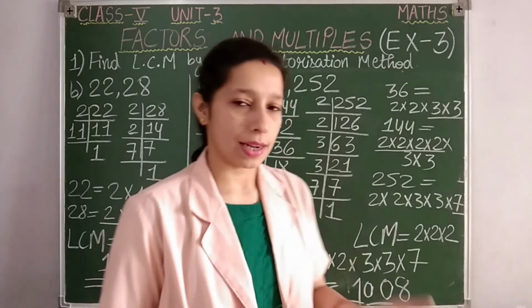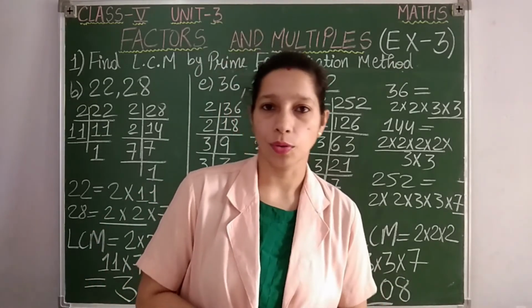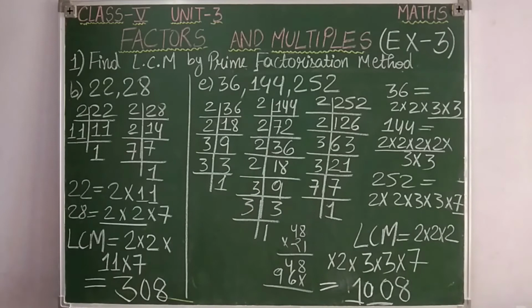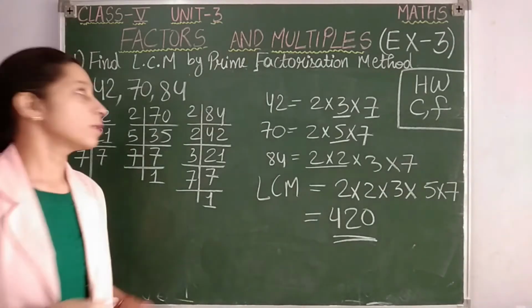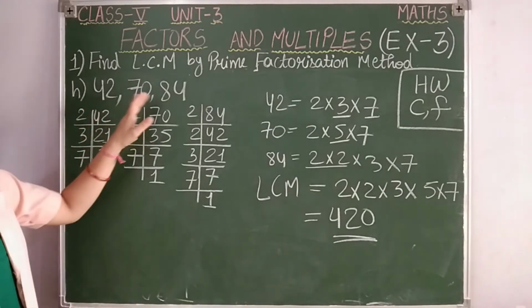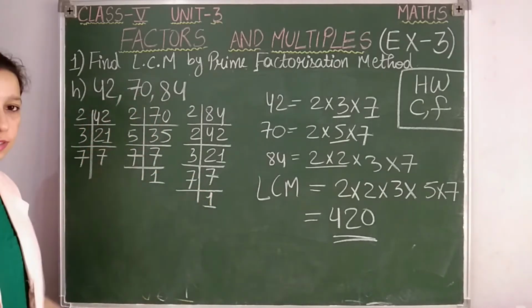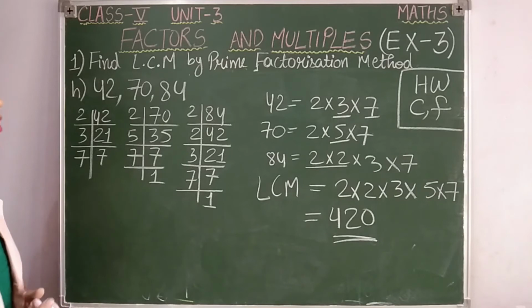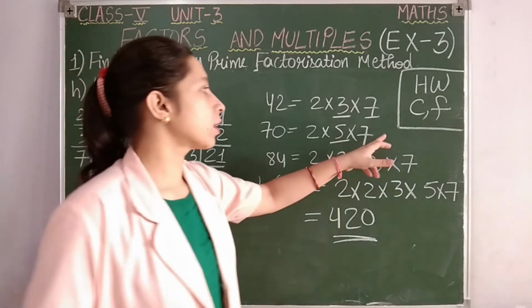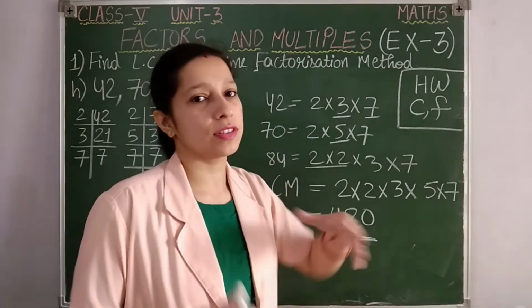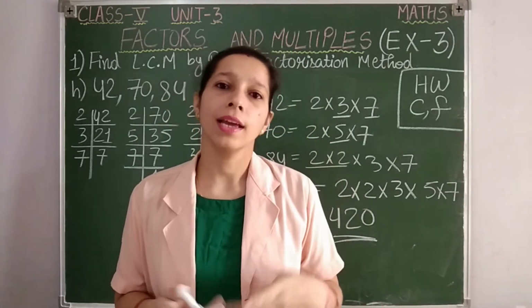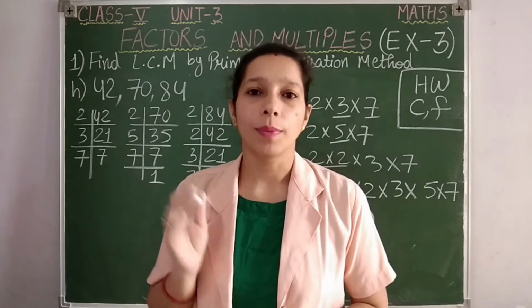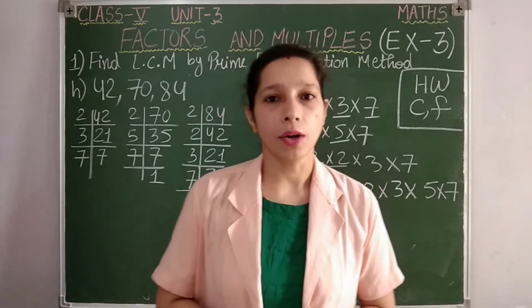I hope how to calculate LCM is clear to you. Note it down. So students, point number H, 42, 70, 84, I have already solved. You can see the solution. Same method we have used. And homework for this question number 1 will be C and F. C and F is your work. You have to do this homework. And a few questions will still remain that you can simply practice. So complete this and then we are going to see question number 2.